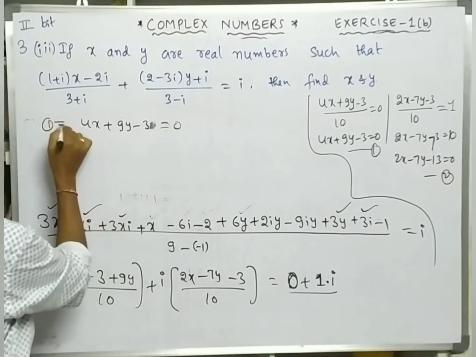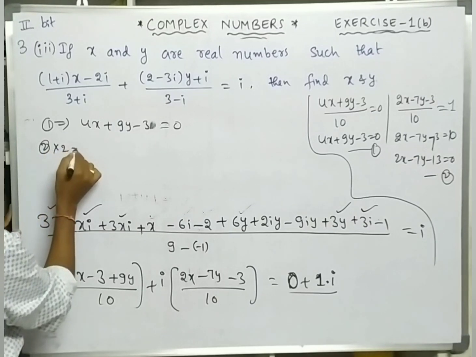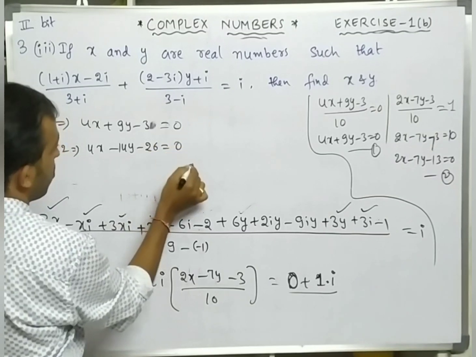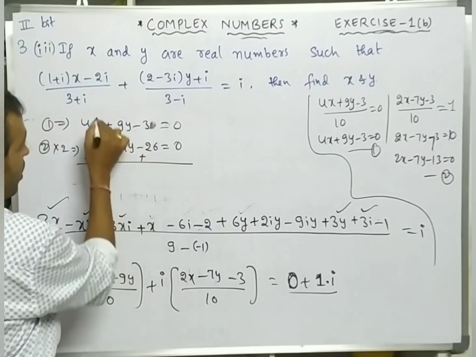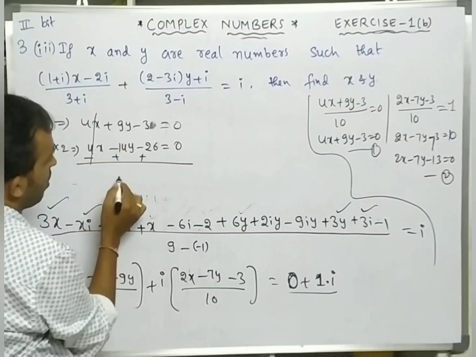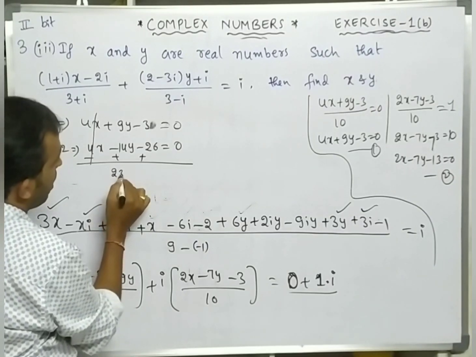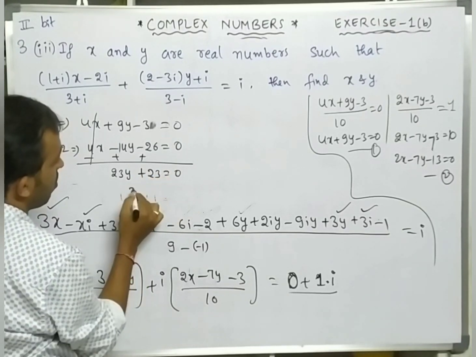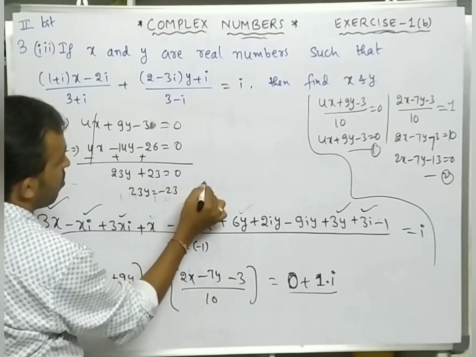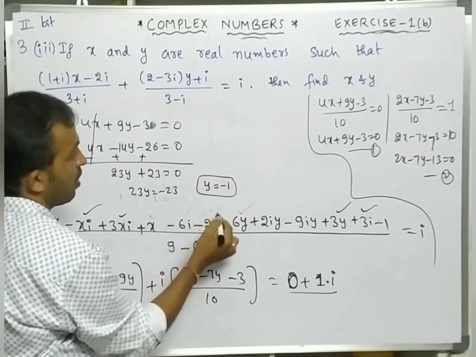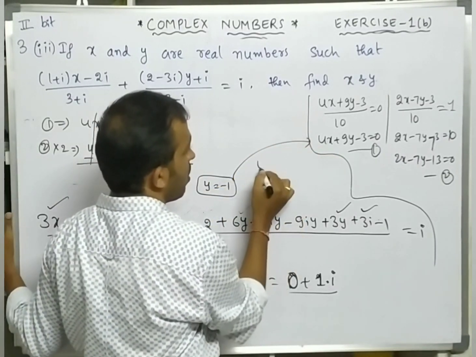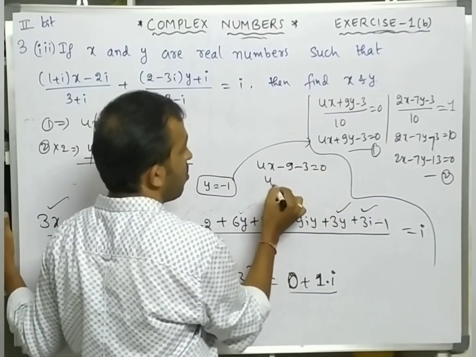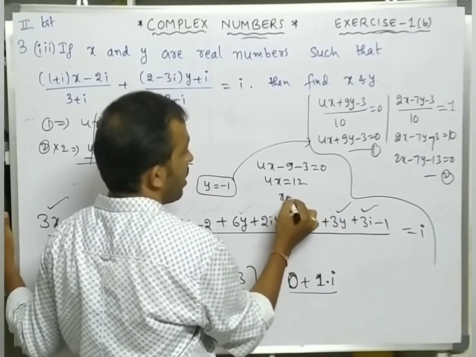4x plus 9y minus 3 is equal to 0. This is the first equation, and multiply the second equation with 2, you will get 4x minus 14y minus 26 is equal to 0. Subtraction: these two cancel, 14 plus 9, 23y plus 26 minus 3, that is 23, is equal to 0. So 23y is equal to minus 23, y is equal to minus 1. So substitute the y value in this one: 4x, 9 into minus 1, minus 9, minus 3 is equal to 0, 4x is equal to 12, x is equal to 3.